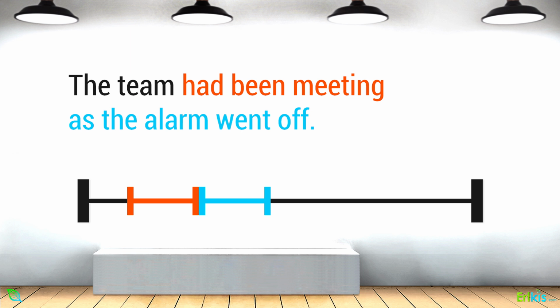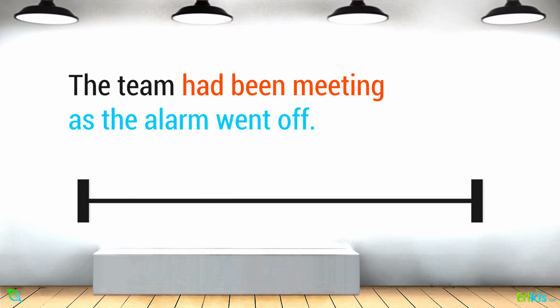And so the reason we use the past perfect continuous, had been meeting, is because we want to emphasize the duration, the time spent on the meeting. The meeting was a process, and a lengthy one at that. The meeting had been going for some time. The alarm going off was the second and shorter event.